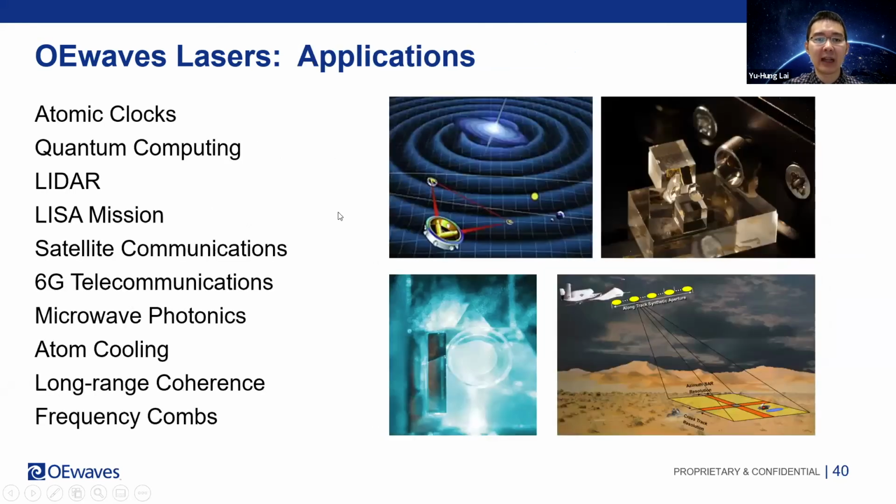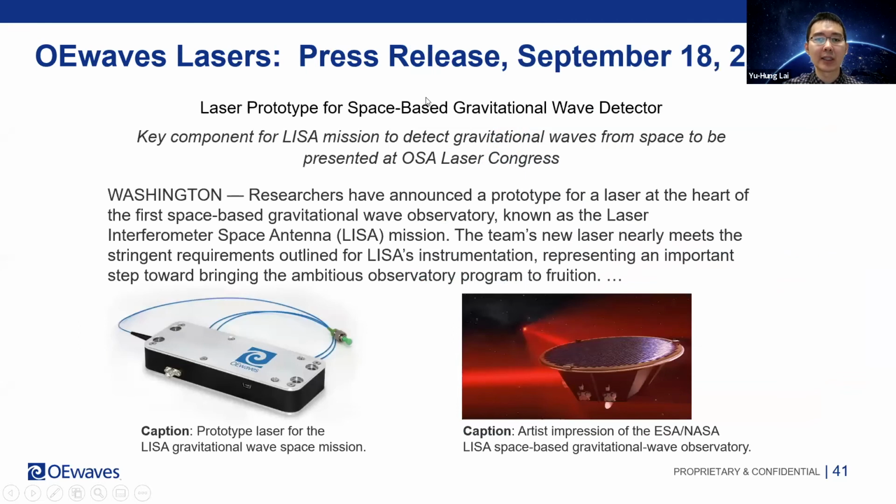Our OEwaves lasers have a lot of applications. For example, we can use them for atomic clock applications, quantum computing, LiDAR, and LISA. LISA is used for gravitational wave measurement in space. The laser is also suitable for satellite communications, 6G telecommunications, microwave photonics, atomic cooling, long-range coherent sources, or frequency combs for metrology. So our laser is suitable for a lot of high-end applications and can boost your laser research.